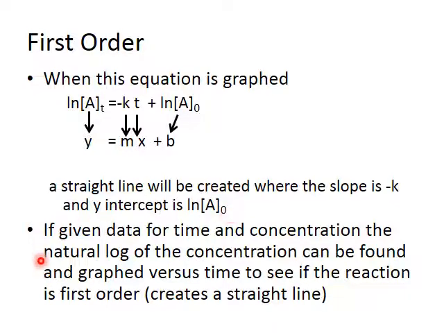So if we're given data for time and concentration, and we graph it with 0 order, we graph the normal information, and we don't get a straight line. Well, next we can take the natural log of each of our concentration values, graph that versus time, and if we get a straight line, we have a first order reaction. So we'll take a look at it.